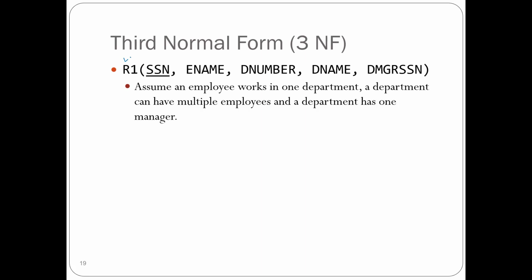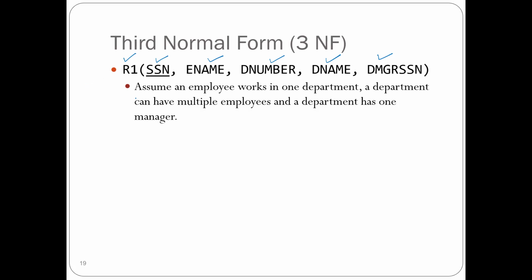Here you have the relation R1 with the attribute types SSN, ename, dnumber, dname, dmgr_ssn. I'm not discussing these things because I probably already discussed them. You should be prepared to evaluate whether this R1 is in first normal form or not, whether it is in second normal form or not, whether it is in third normal form or not, that we have to discuss right now. But do it as homework: see whether it is in first normal form or not, and second normal form or not.